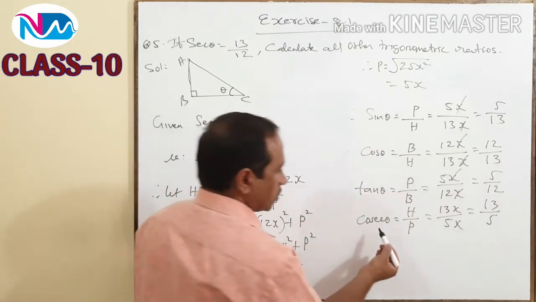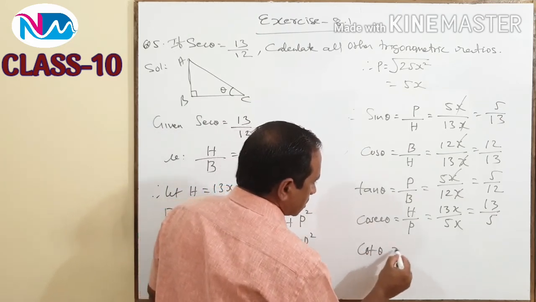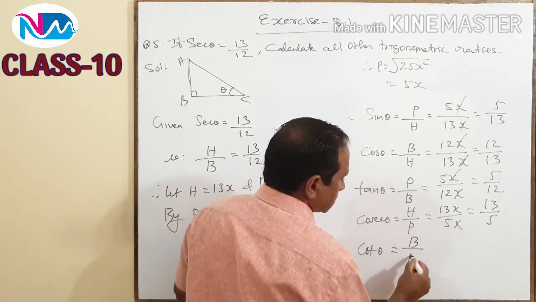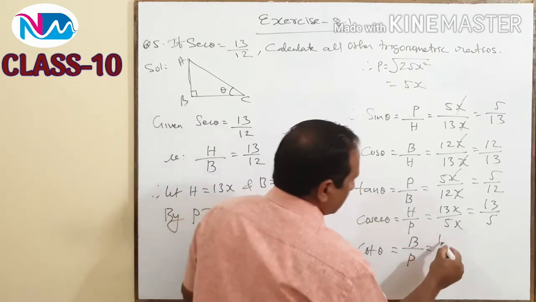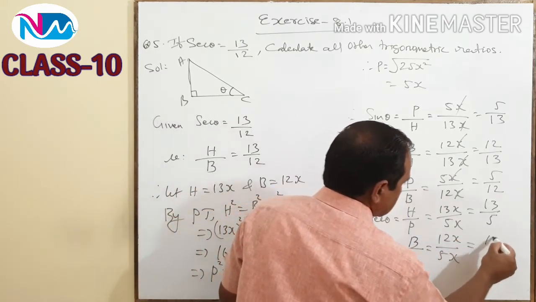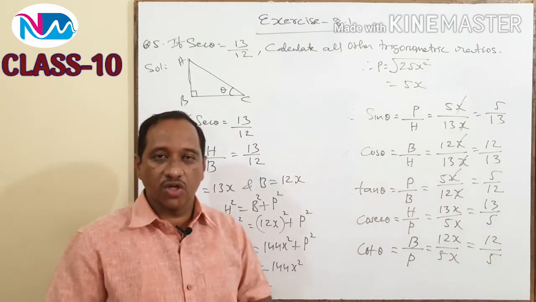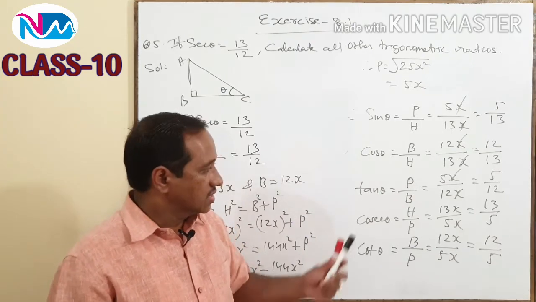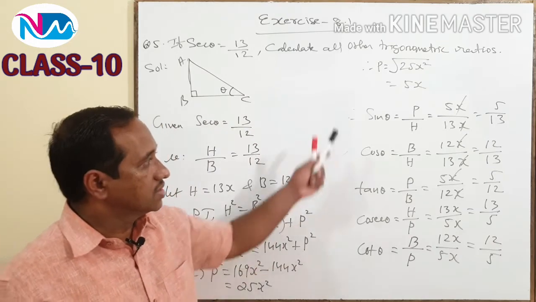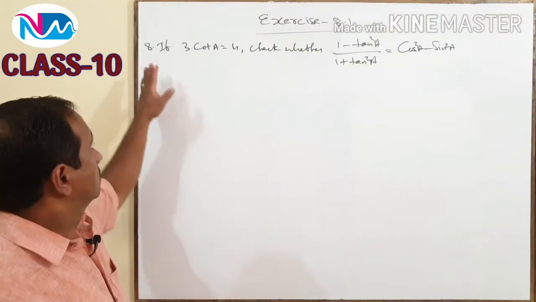The next trigonometric ratio is sec theta, which is given, and so we have to find cot theta, the last trigonometric ratio, which is defined as base by perpendicular, base 12x by perpendicular 5x. X and x will be cancelled, 12 by 5. Hence, we get all the remaining trigonometric ratios. Here we can notice that cosec theta, sec theta and cot theta are the reciprocals of sin theta, cos theta and tan theta respectively.